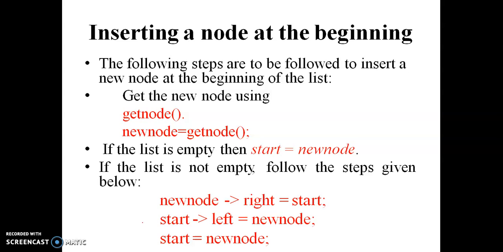Is it clear? So we are adding a new node at the beginning of the linked list, so that our new node is added before the starting node of the doubly linked list. Our new node's right is our starting node, the starting node's left is our new node, and our new node becomes the starting node.